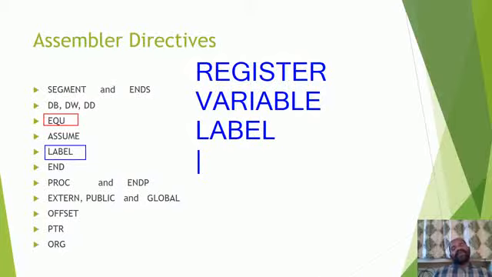So what exactly is a register? A register is nothing but a name assigned to a memory location. Similar to that, a variable is also the same. A variable is nothing but a name assigned to a memory location whose value may change during the execution of the program. Register is also the same. So register and variable are interchangeable words.